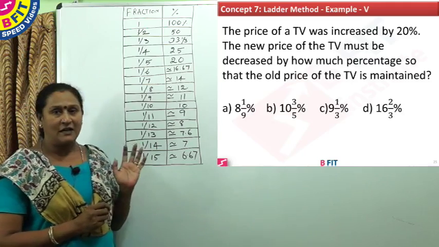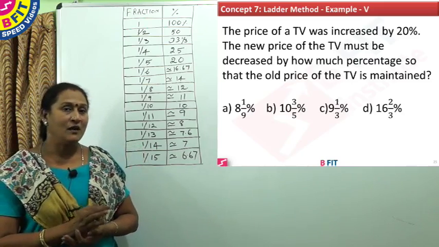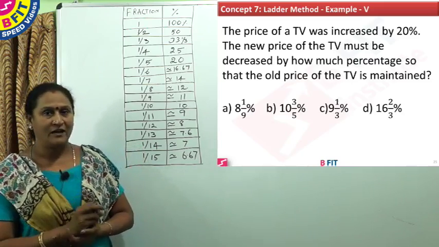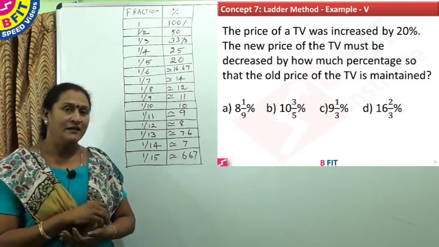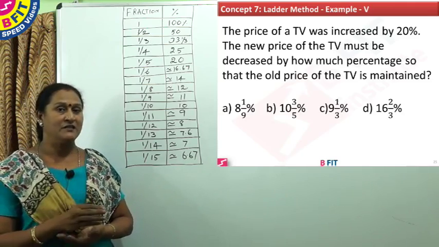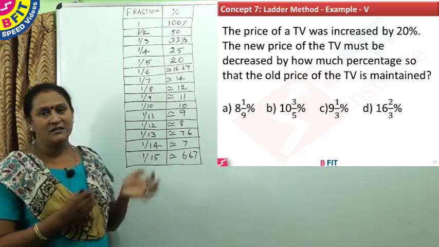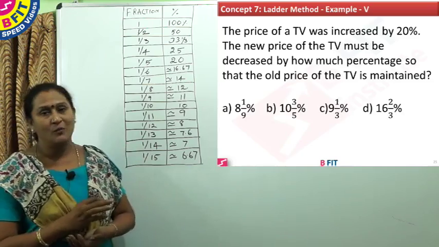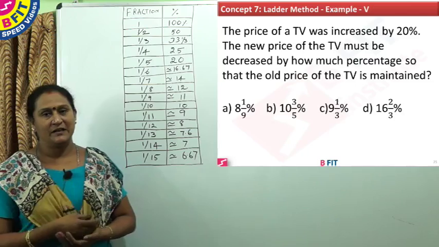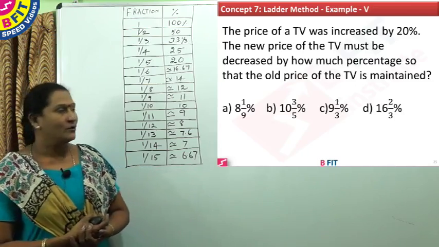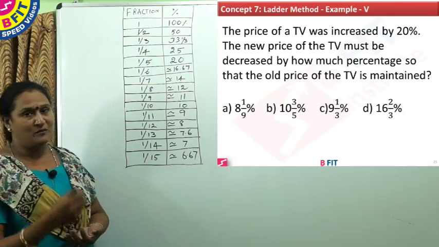Now, this ladder concept, I'll tell you which areas you can use it in. Whenever you have three variables, to maintain one factor, if the other two variables vary inversely with each other, and one decreases, to find the percentage by which the other factor increases, or vice versa, we can use this ladder concept. So here the old price has to be maintained and the new price has increased, so we can find the decreased percentage using the ladder concept.